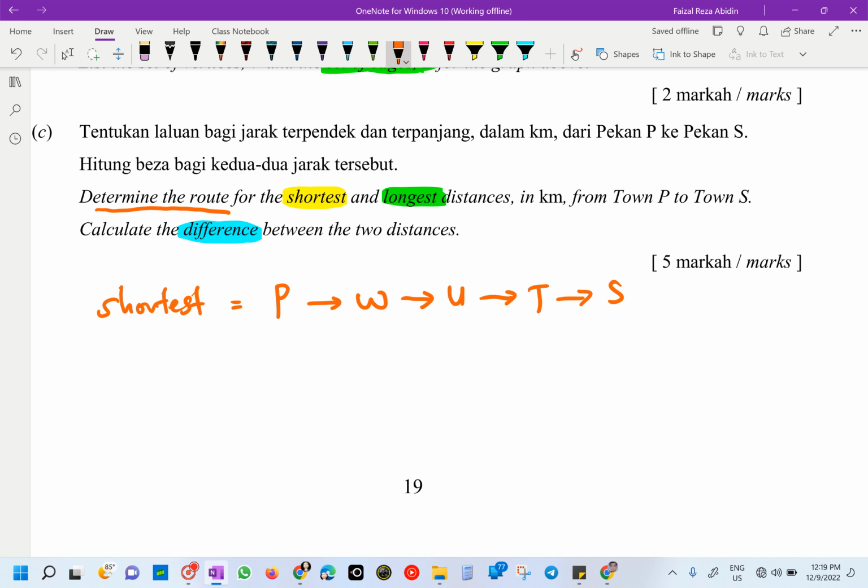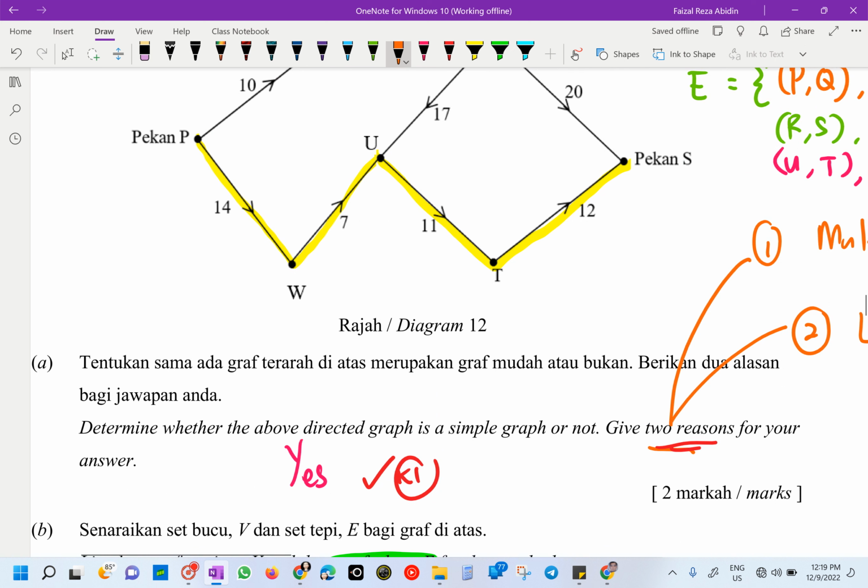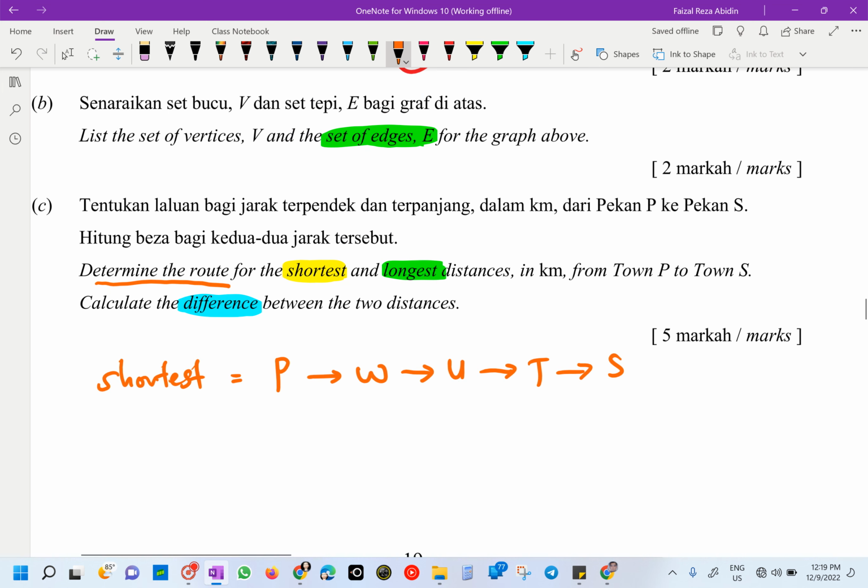Okay, the route. And after that, we are going to find the longest. Can I find the total for our shortest here first? We are going to get 14 plus 7 plus 11 plus 12. You are going to get 44. This is going to be 44 kilometers for the shortest one.